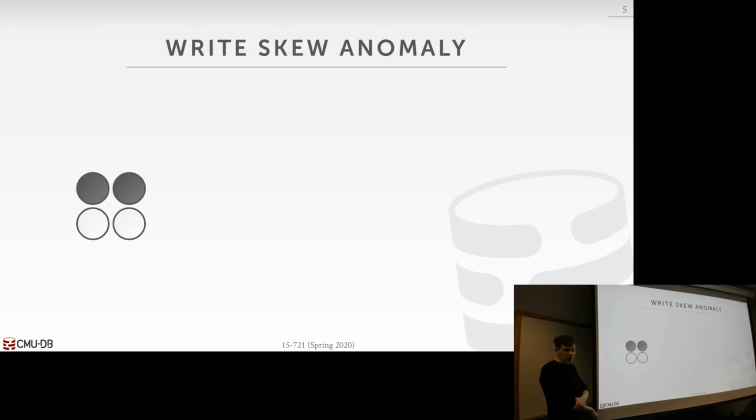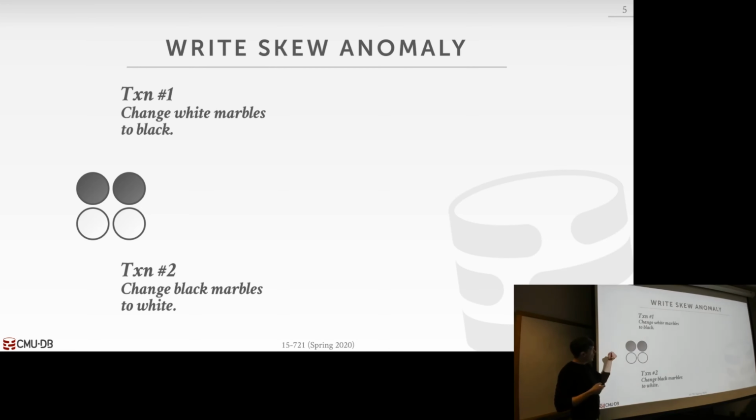So the easiest way to understand this is through this simple visualization that supposedly was created by Jim Gray, the guy that invented two-phase locking. So let's say I have a database of marbles. And marbles can have two colors. They can either be black or white. And so I have two transactions that want to change all the white marbles to black and all the black marbles to white. So let's say these two transactions start at the exact same time, right?